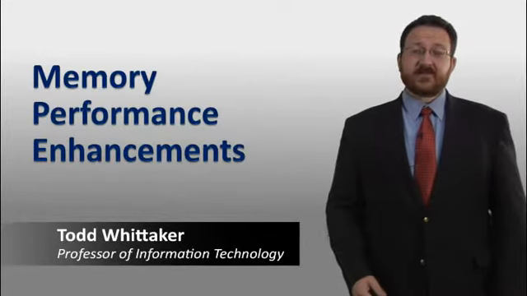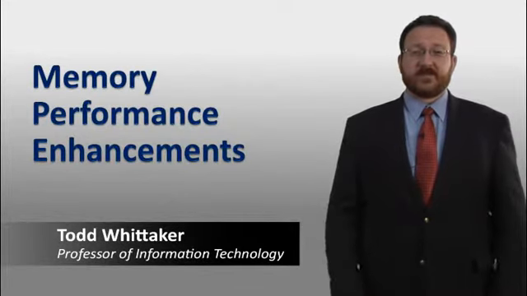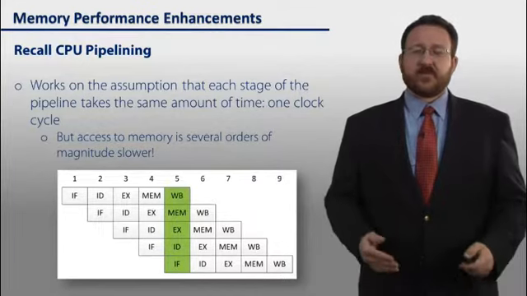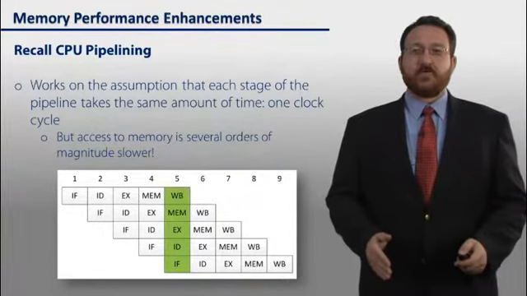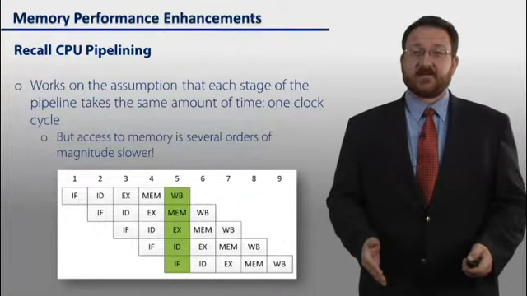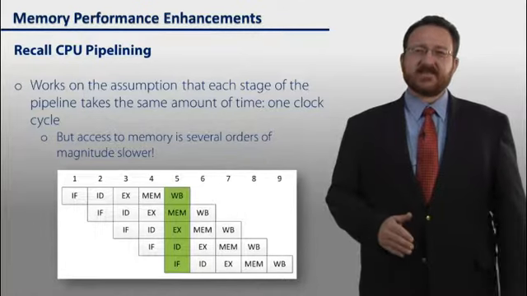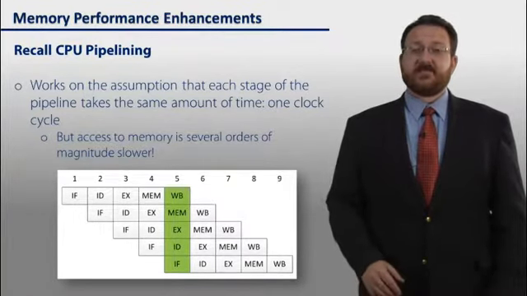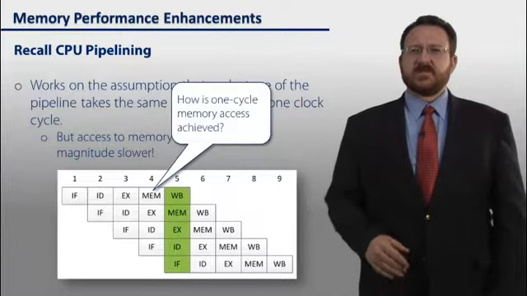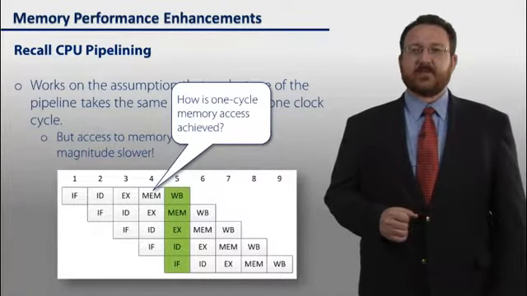Hello. In this segment, we're going to be talking about memory performance enhancements. If you recall from CPU pipelining, this works on the assumption that all the stages in the pipeline take exactly the same amount of time, one clock cycle. Unfortunately, access to memory is actually several orders of magnitude slower than the CPU. So, how is one cycle memory access actually achieved at this stage in the pipeline?